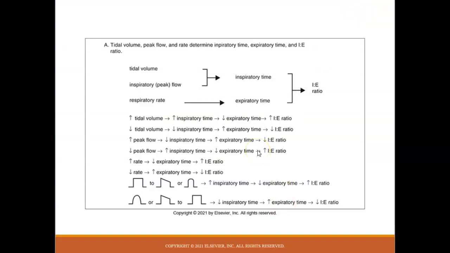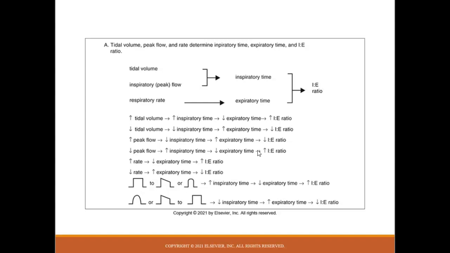Okay, so this chapter also has a very nice chart on page 1083 for you that goes through tidal volume, peak flow, rate, determining inspiratory time, expiratory time, and I:E ratio. I made you do this on a worksheet before. Here, the book's doing it for you. I didn't want you just copying from the book. I wanted you to think about it because this is not something you should memorize. This is something you should understand so that you don't have to memorize it.